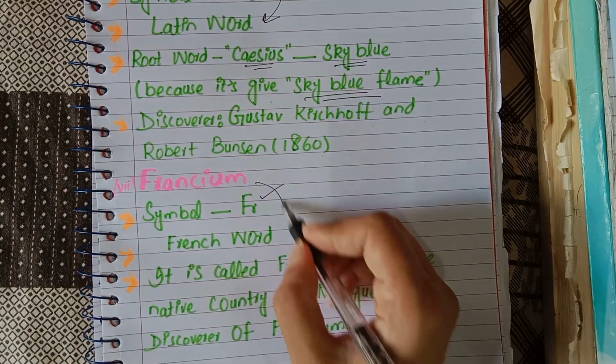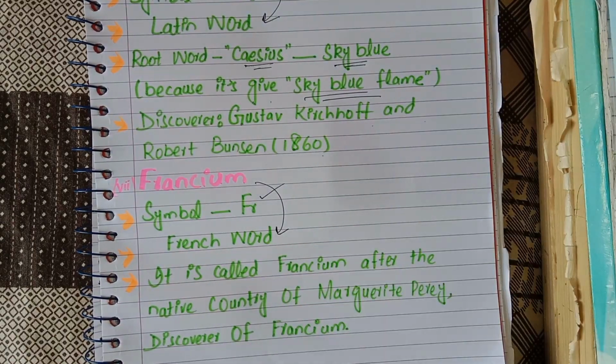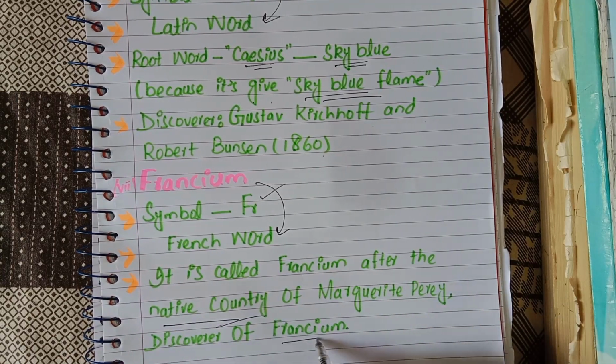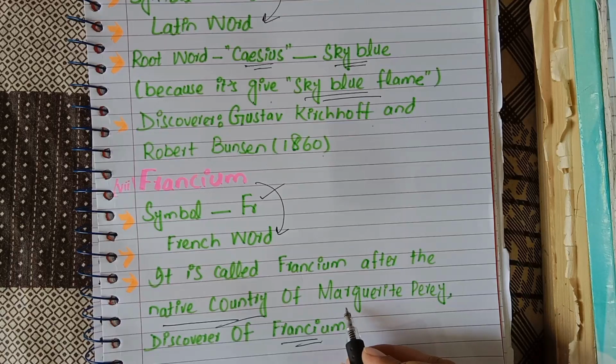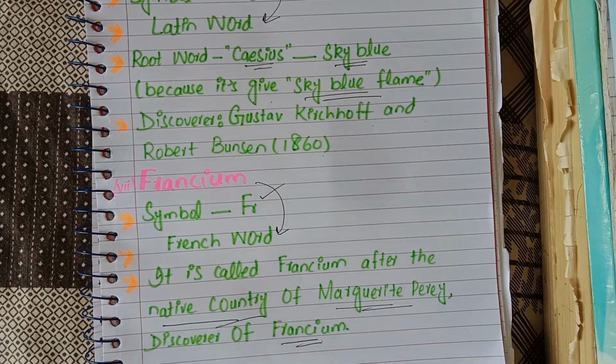The next element is francium, and the symbol for this element is Fr. Francium is basically a French word. Now why do we call this element francium? Basically we call it francium after the native country of its discoverer, and it was discovered by Marguerite Perey.